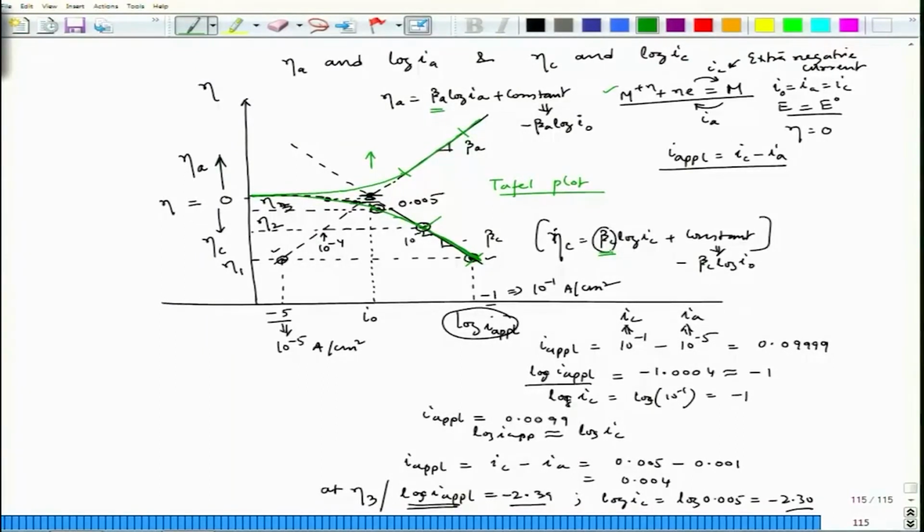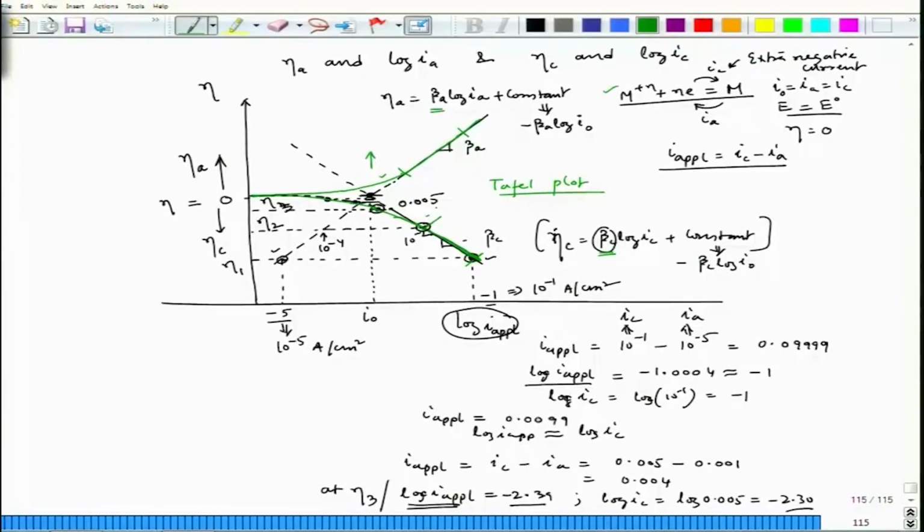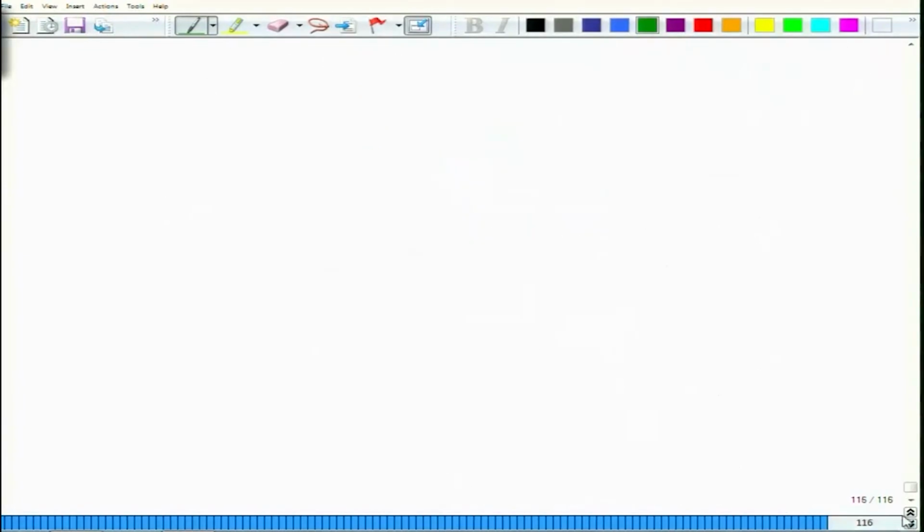So, this beta A, which is called the Tafel slope, is an important factor to determine the corrosion rate or the corrosion current density. We will see later on. So, this is the experimental diagram, the green line, drawn from the concept of polarization, which is related to this relation or this relation. Now, coming back to this general equation, eta c is beta log I plus constant.